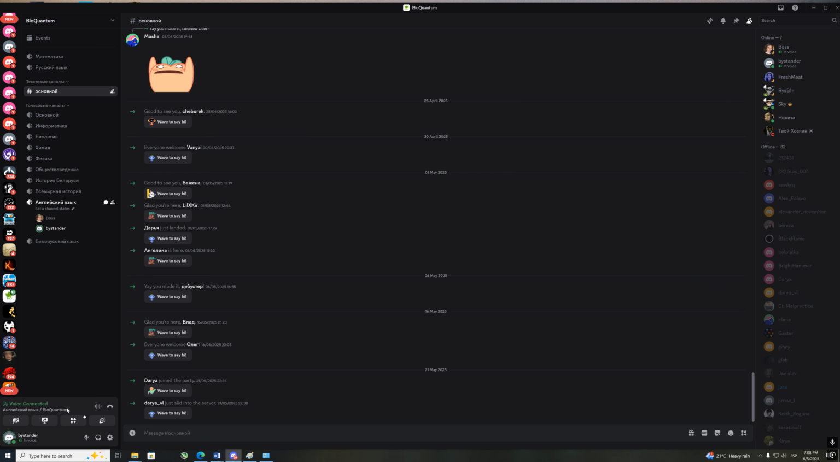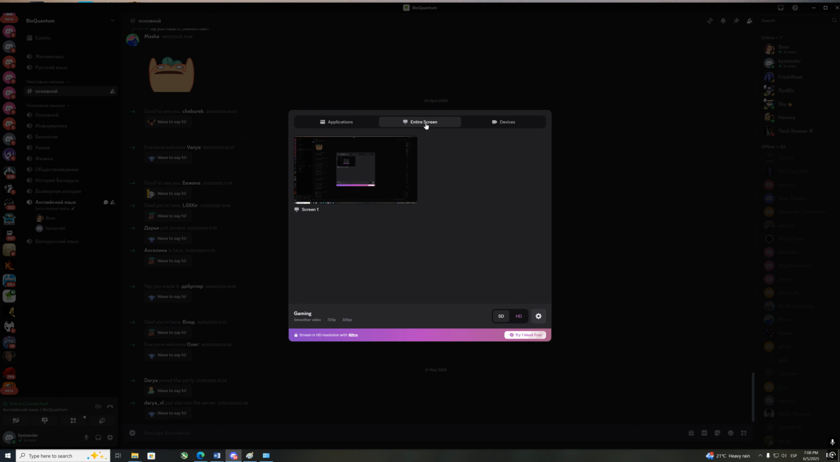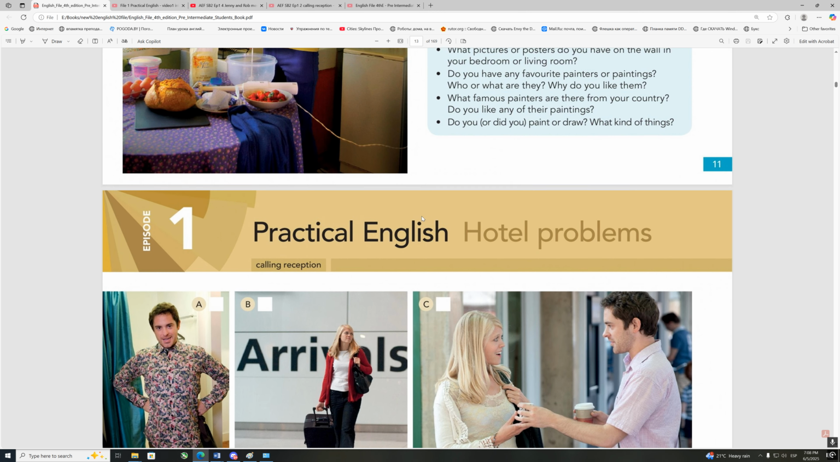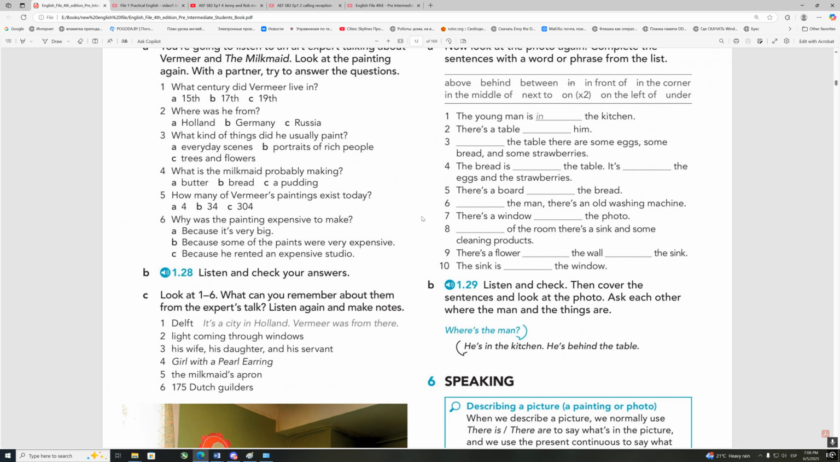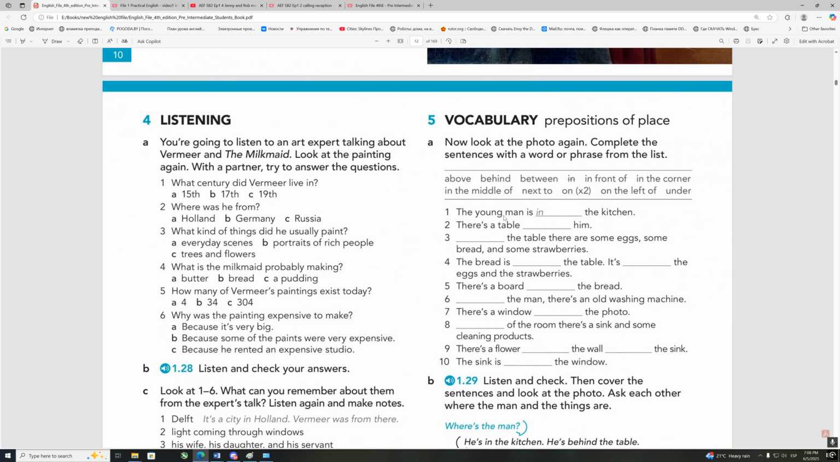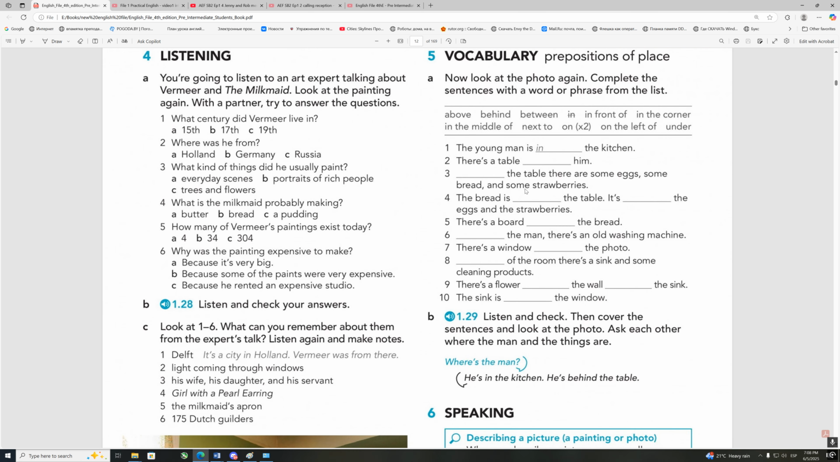Okay, wait a little bit. I will show my screen. The entire screen, okay. So the screen is available to you. Yeah. Okay. Vocabulary, prepositions of place.